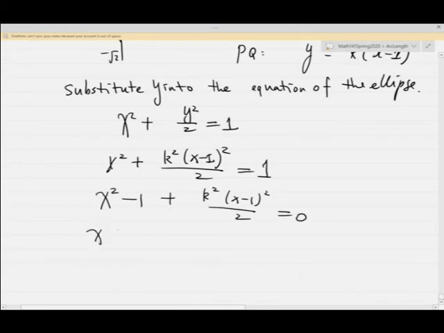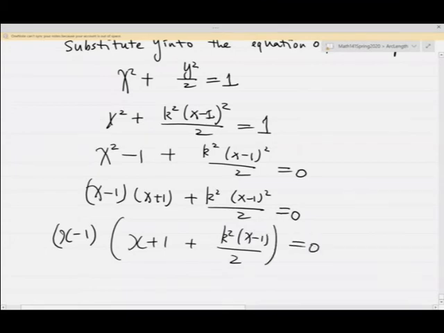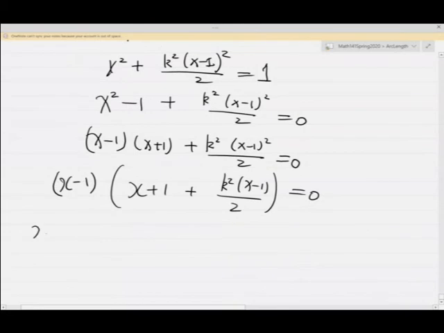So this is x minus y, x plus y. So this k squared x minus y squared. We know it has a root x minus y, so you can factor it. So it's x minus y times x plus y half k squared x minus y is 0. So we have one solution: x minus y is 0, so we get the point P. No surprise. Then the other solution, this is 0. Then we get a Q.